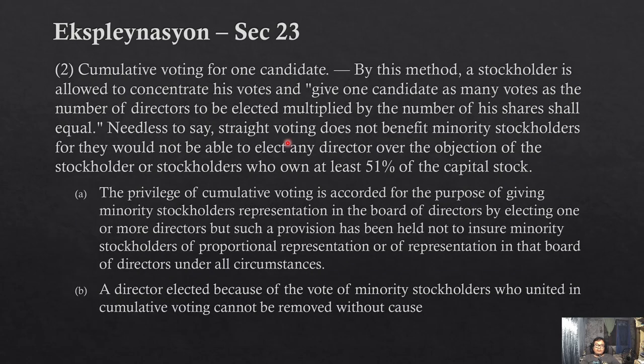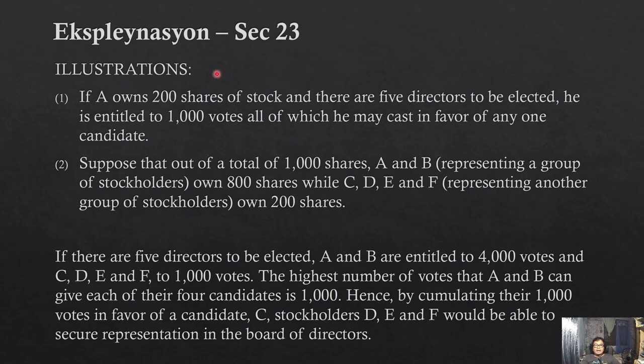So pagdating dito kay cumulative voting for one candidate, pwede niyang ibuhos lahat ng votes niya sa isang director na yon na mabait. Hindi niya pipiliin yung apat na masama. Doon lang siya sa isang mabait na director. Ito naman, pagdating sa minority stockholders.